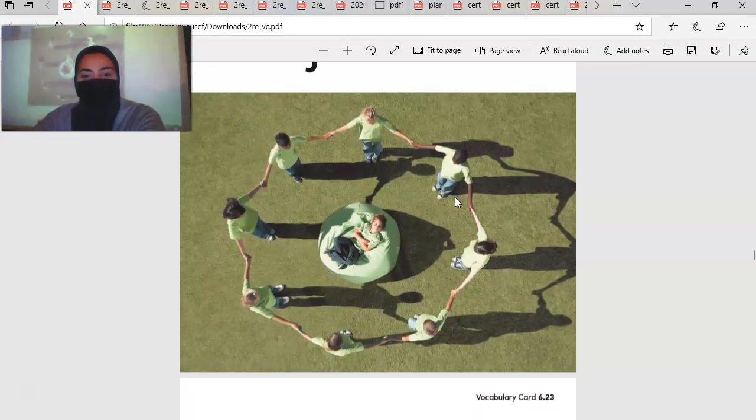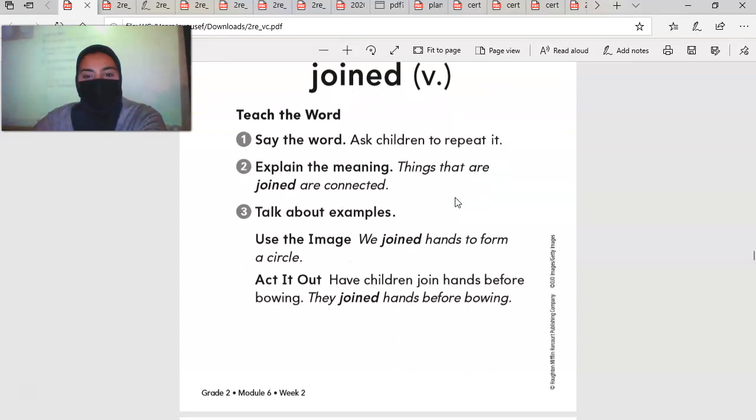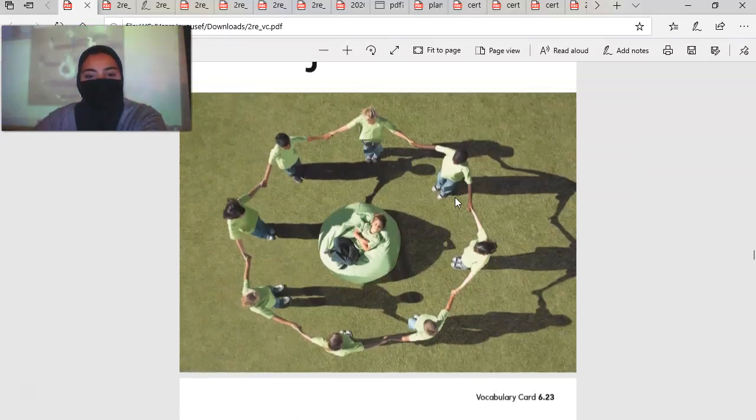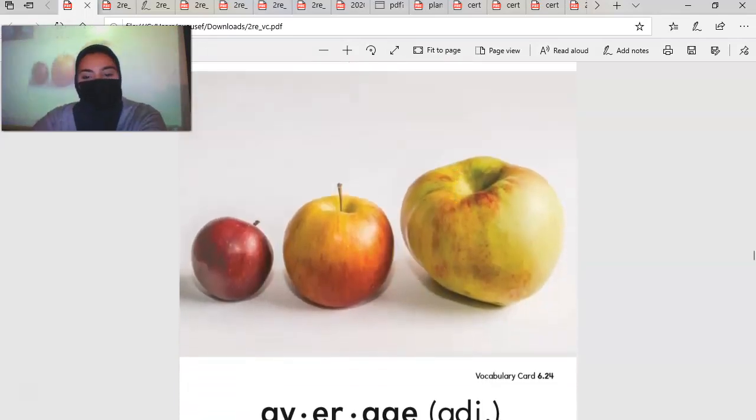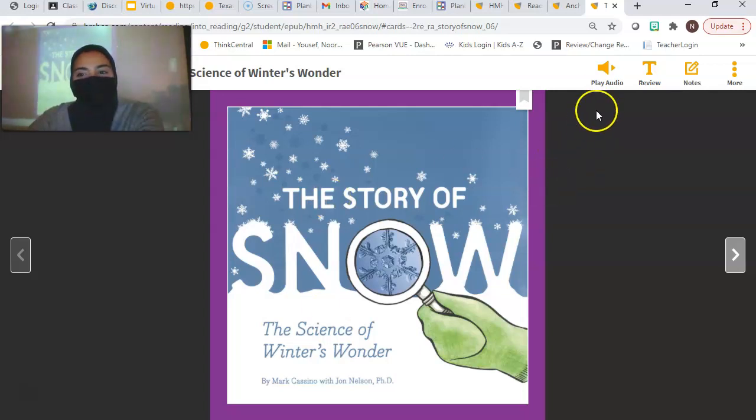Here, the kids join hands to form a circle. Things that are joined are connected, okay? Things that are joined are connected. When things are connected, they're joined. Okay, so let's go ahead and get started.